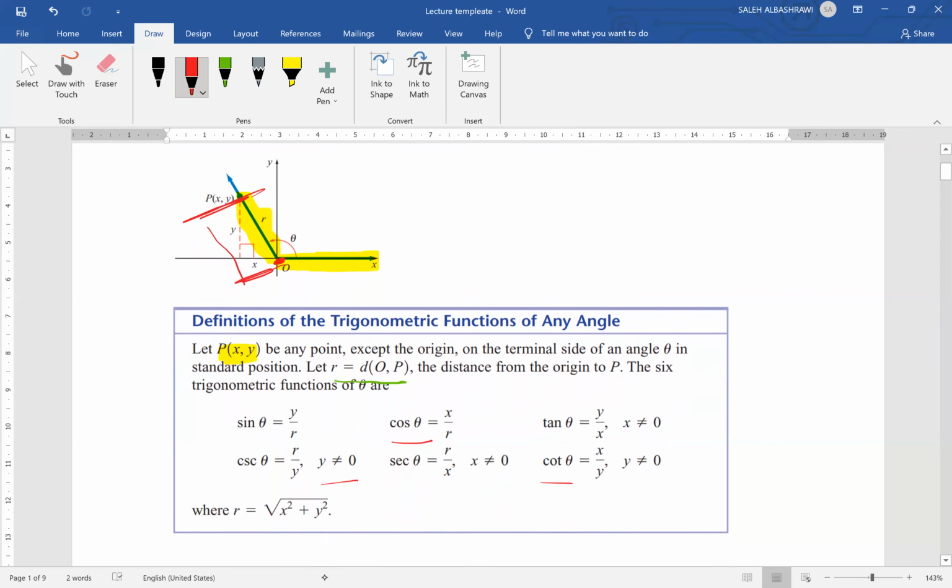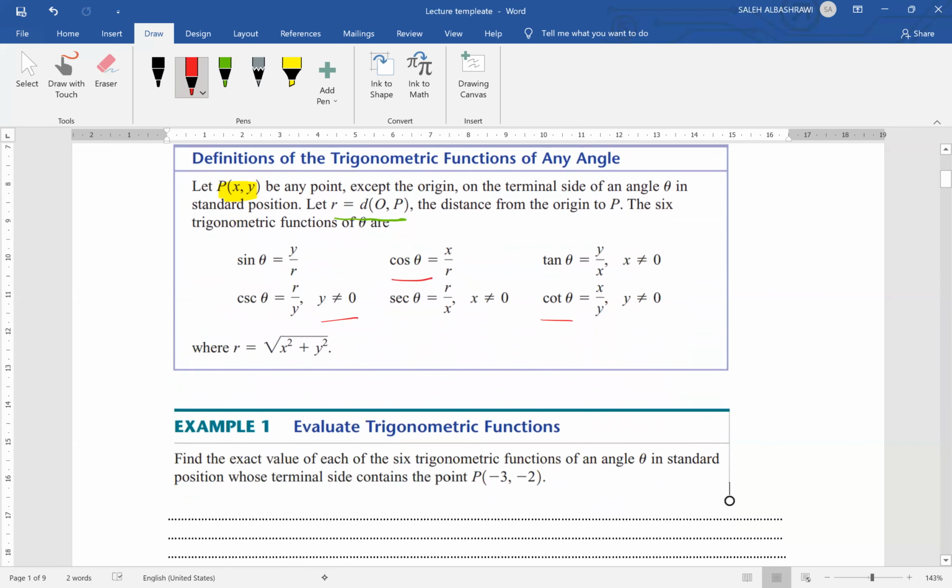So if we are given a point on the terminal side, we can find the 6 trigonometric functions. To explain this in more detail, let's have this example. Find the exact value of each of the 6 trigonometric functions of an angle theta in the standard position whose terminal side contains the point B (-3, -2). So I have a point on the terminal side.